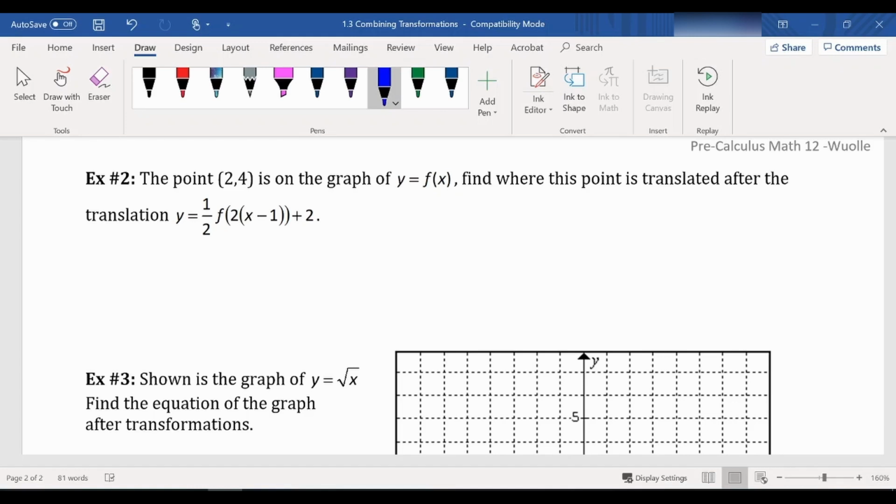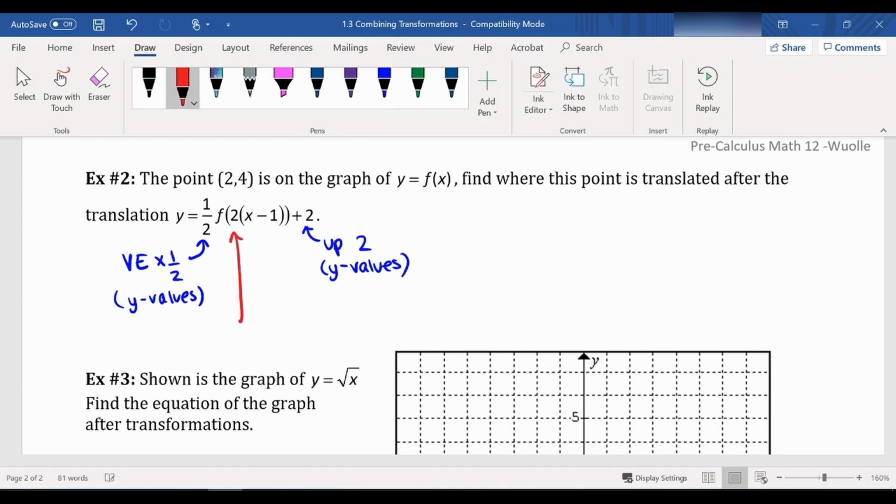So the first thing we need to do is say, okay, what's happening here? This would be a vertical expansion by 1/2. This affects my y values. I also have the +2 at the end, which would be up 2. This also affects my y values. So that's going to affect the 4 in my coordinate. I have this 2 that's inside the function. That means that is affecting my x values. So this would be a horizontal expansion by 1/2.